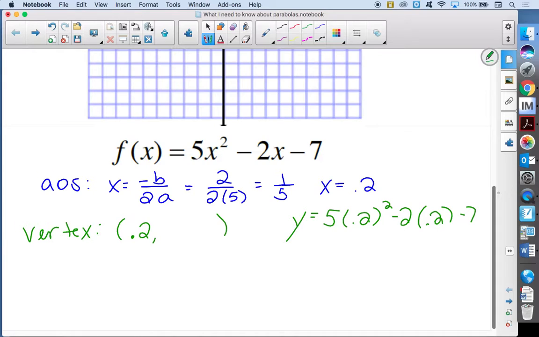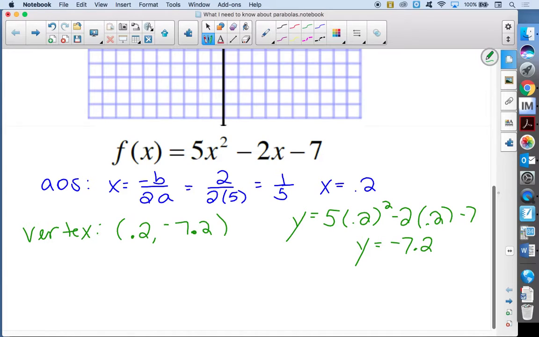Did you get a number there? Anybody get a number for the y of the vertex? Negative 7.6. You're so close. 7.3, a little closer. Negative 7.2. Yeah, check to see. Something's slightly up there. It should be negative 7.2 or negative 36 fifths. You can choose to write it as a decimal there because we are trying to graph it.